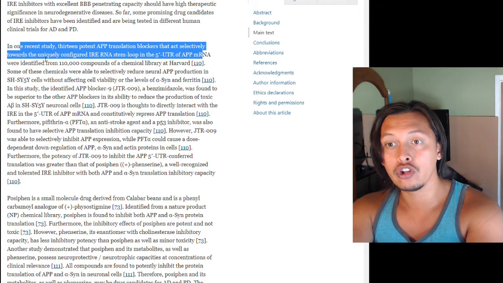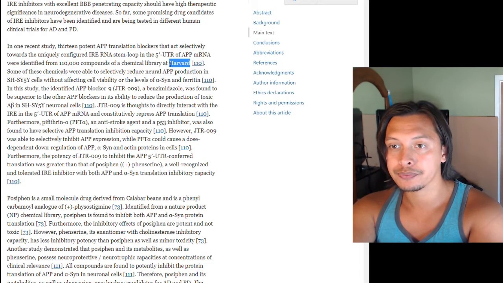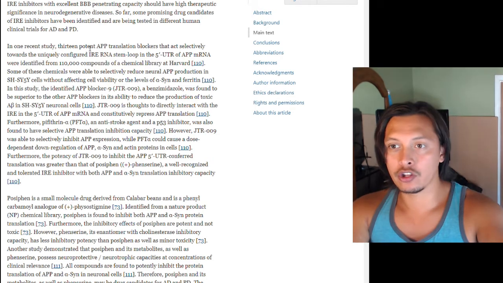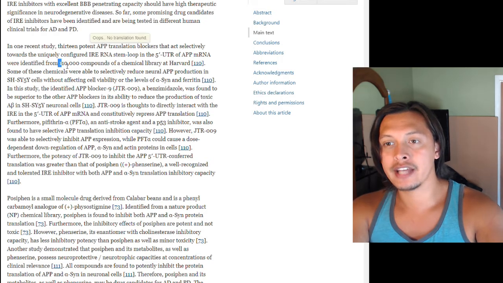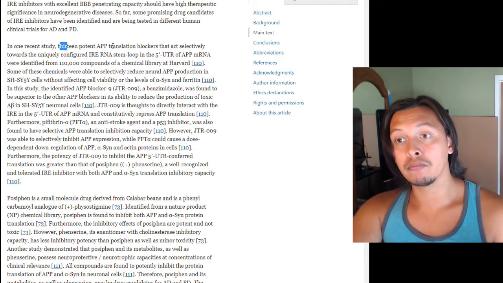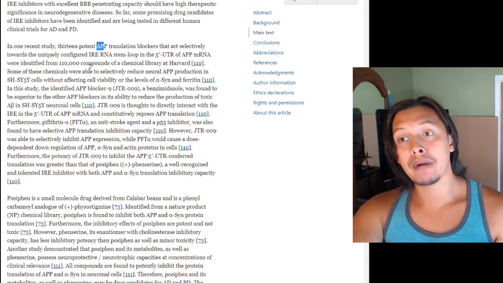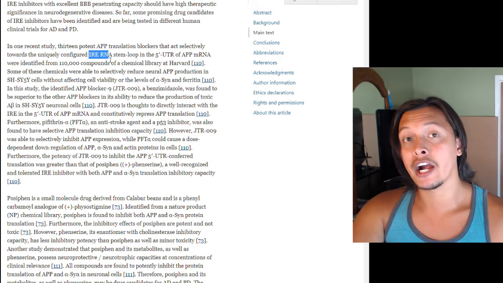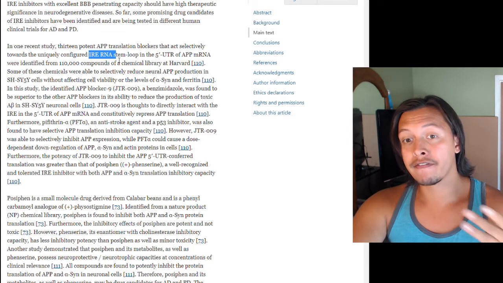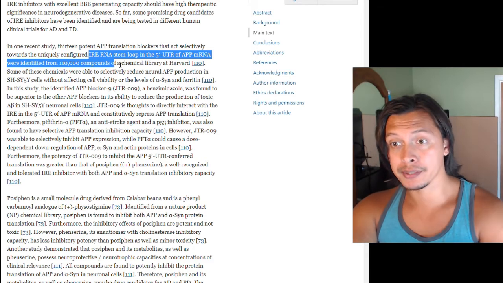We basically looked at a lot of compounds of a chemical library at Harvard. So one recent study, basically they looked at 110,000 different compounds, and 13 of them seem to have the potent ability to block translation of amyloid precursor protein by binding to its specific iron response element RNA stem loop. And it did not affect, or it was specific at the APP versus other iron response elements.